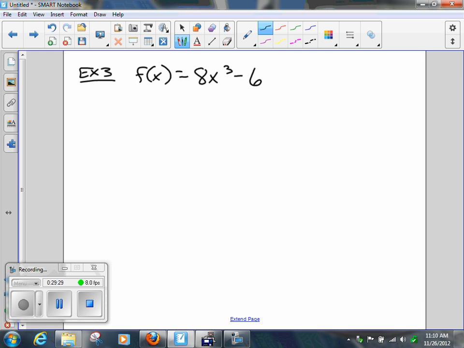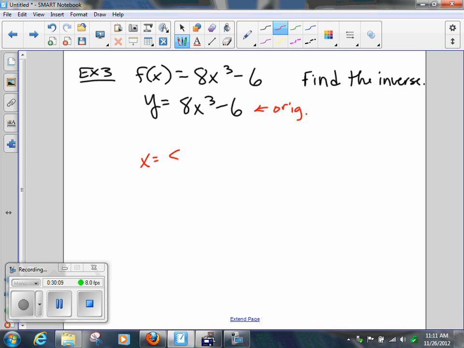F of x is equal to 8x cubed minus 6. Is that doable? Yes. Bless you. I think I heard a sneeze. Totally doable. If we change this to y equals 8x cubed minus 6, then I'm still going to switch my x and my y, aren't I? Okay, this is my original.